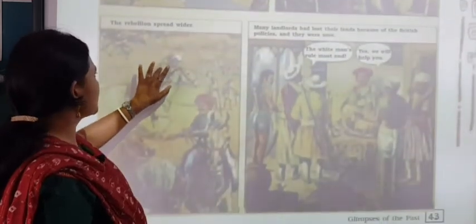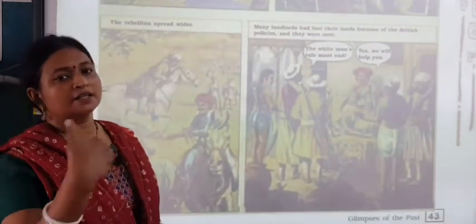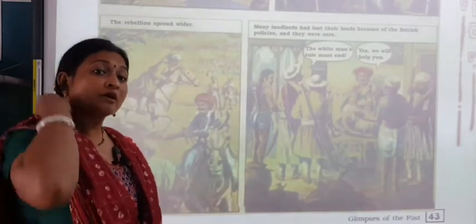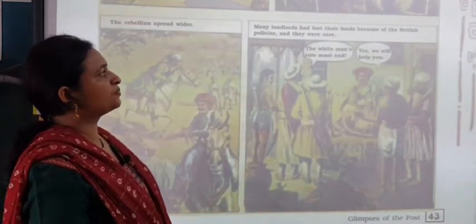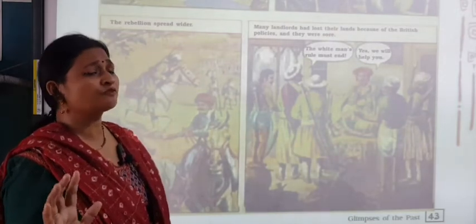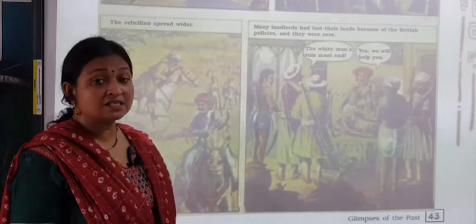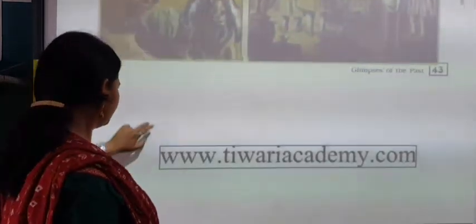The rebellion spread wider. Okay, slowly because of that spark, now they have started revolting, and there were many who were with them. Many landlords had lost their lands because of the British policies, and they were sore. So they were not of good opinion about Britishers. The white man's rule must end. Yes, we will help you.